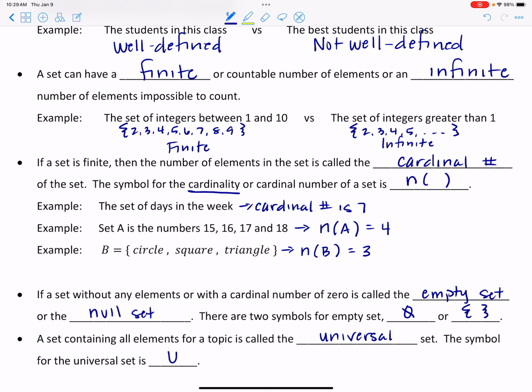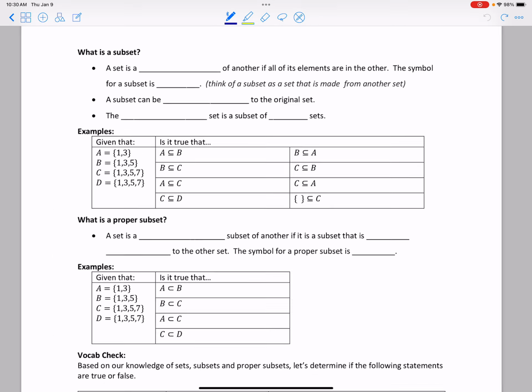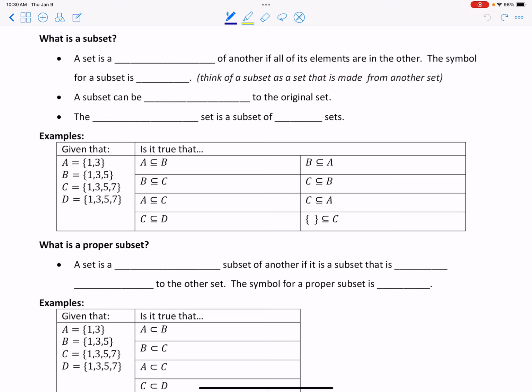All right, moving right along. Now that we've got some vocab out of the way, let's add some more. A subset is another concept that we'll see pretty frequently. A set is going to be considered a subset of another if all of the elements are in the other. And I think the concept is probably intuitive.